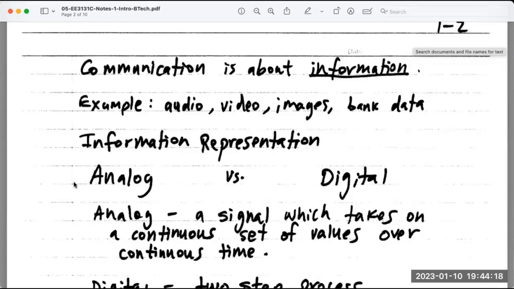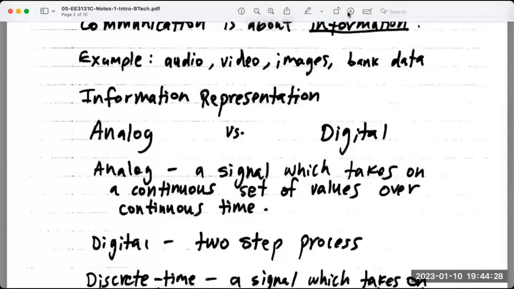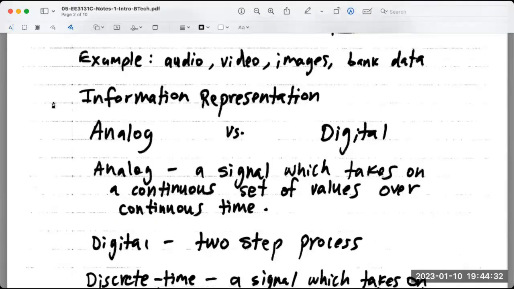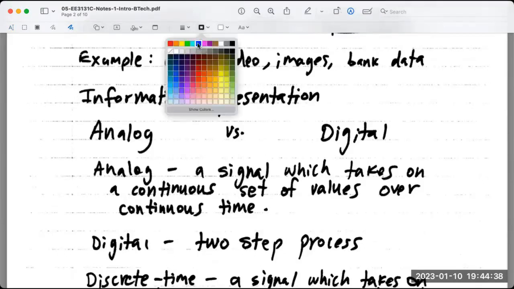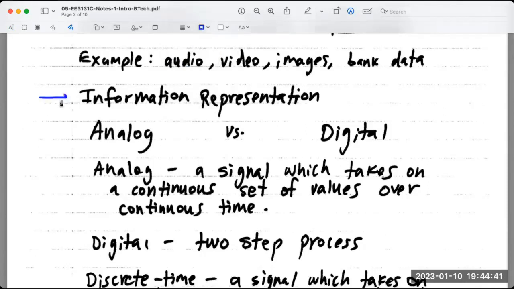Okay, and so communication is fundamentally based on information. And so when we talk about communication systems, we need to talk about information representation. Okay, communication is about information representation. All right, and typically when we are representing information in these signals, we broadly talk about analog versus digital signals. I think this should be kind of familiar to all of you, right? Analog and digital, right? I mean, most engineering systems have analog to digital converters, right?